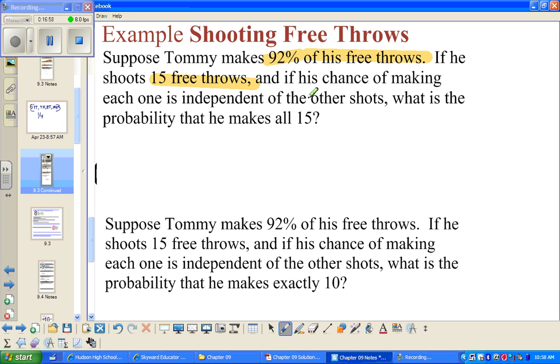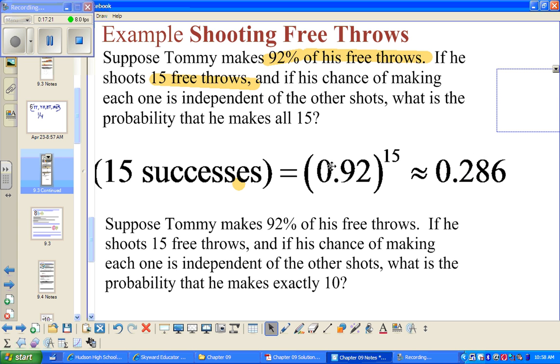So first of all, 92% of his free throws he makes. So the P, his success probability, would be 0.92, which means his Q, or his failure probability, is 0.08. If I want to know his probability that he makes all 15, well, that's what I covered up here. 15 successes would be 0.92 raised to the 15th times 0.08 raised to the 0, which is 1. So that probability is not very good.